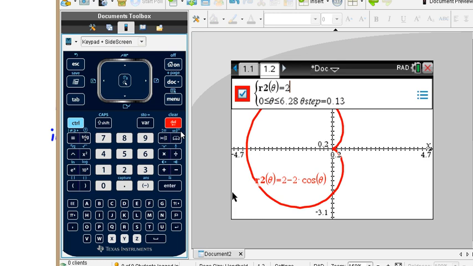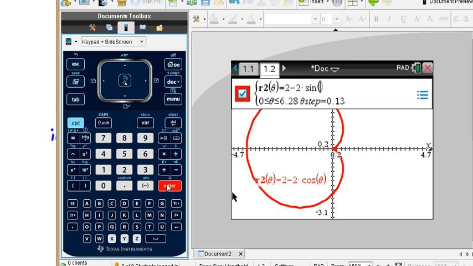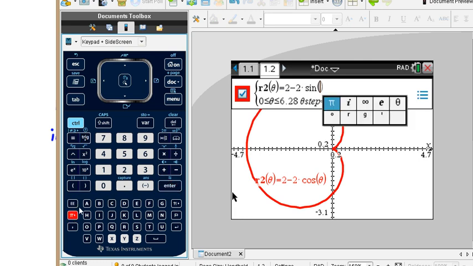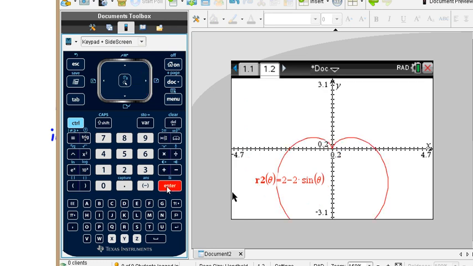This one here, the cosine one, is the one I think it is, the second one. So I put, no, I want the sine one, right? I think it's going to be the sine one. So I'm going to put 2 minus 2 times sine theta. There we go. And that looks more like graph A, except the window is not the same.